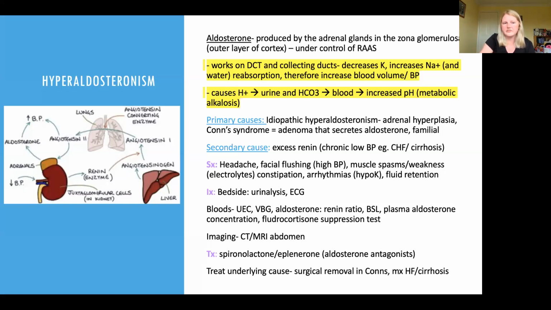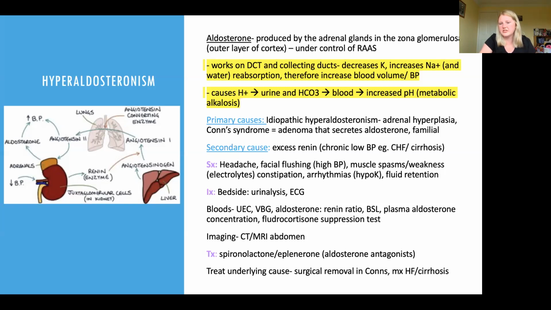So in the case of Conn syndrome, it's an adenoma that secretes aldosterone. And for this reason, we see increased loss of potassium, increased gain of also involved in that in the kidneys is potassium hydrogen ATPase, and we also see increased pH in the blood due to the hydrogen ions being moved into the urine.